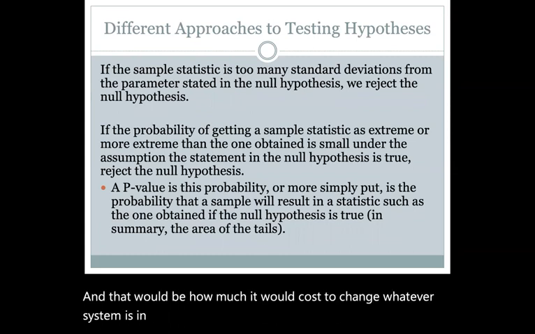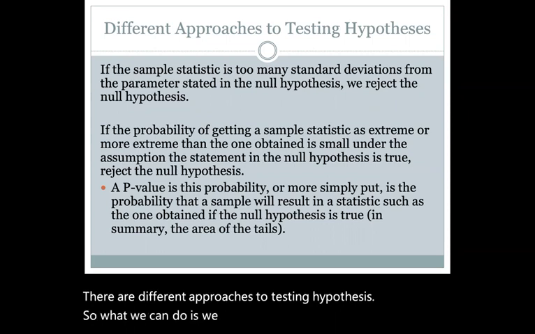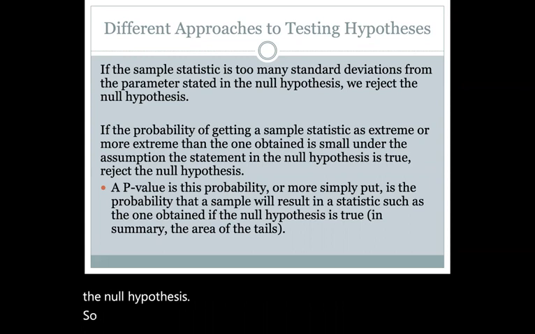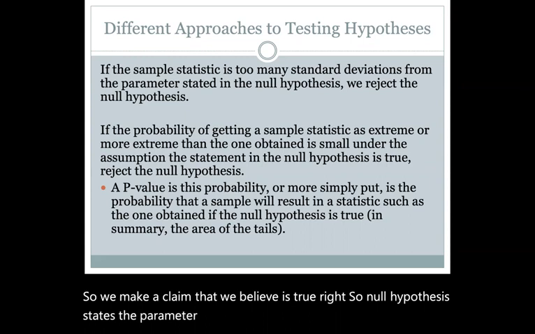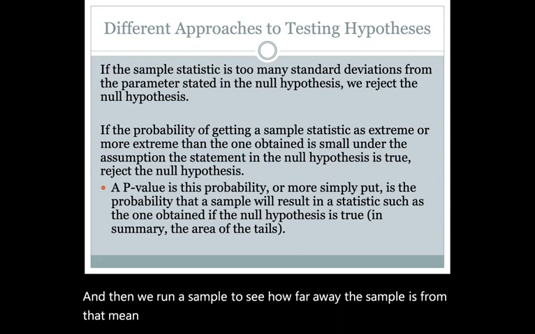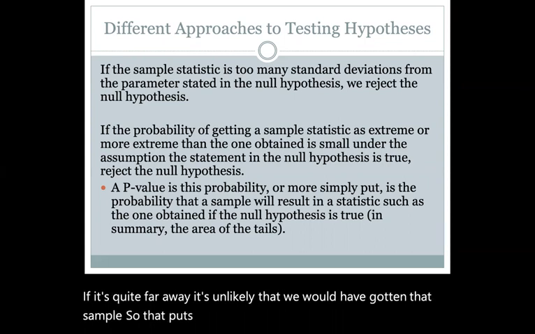Now, there are different approaches to testing hypotheses. So what we can do is we can look at the sample statistic that we calculate and see how far away it is from the parameter that is in the null hypothesis. So we make a claim that we believe is true, right? So the null hypothesis states the parameter is this. So that sets our middle for our graph. And then we run a sample to see how far away the sample is from that mean, right? From the hypothesized mean. If it's quite far away, it's unlikely that we would have gotten that sample. So that puts question on the null hypothesis, which is why we can reject it.